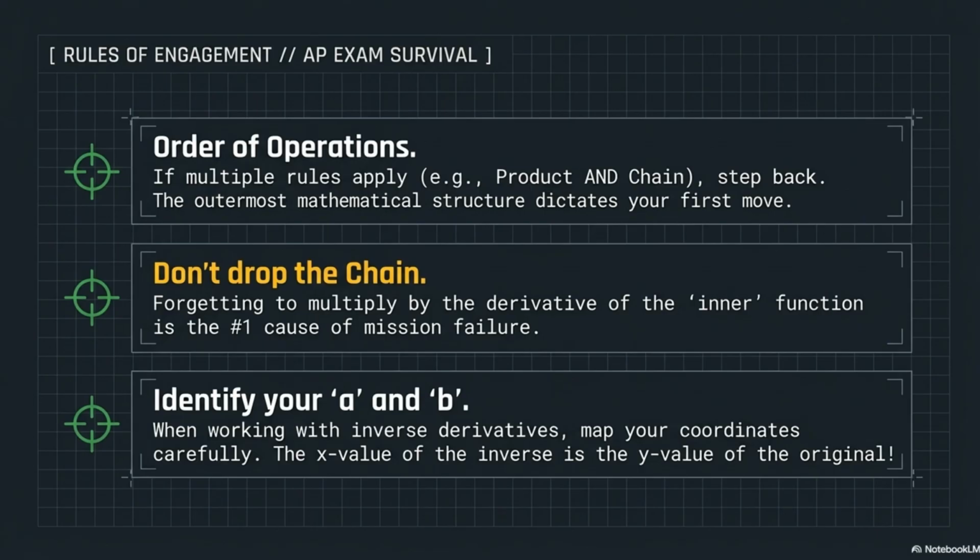Keep these rules of engagement in mind for AP exam survival. 1. Order of operations. If multiple rules apply, step back. The outermost mathematical structure dictates your first move. 2. Don't drop the chain. Forgetting to multiply by the inner derivative is the number one cause of mission failure. 3. Identify your a and b carefully when working with inverse derivatives.